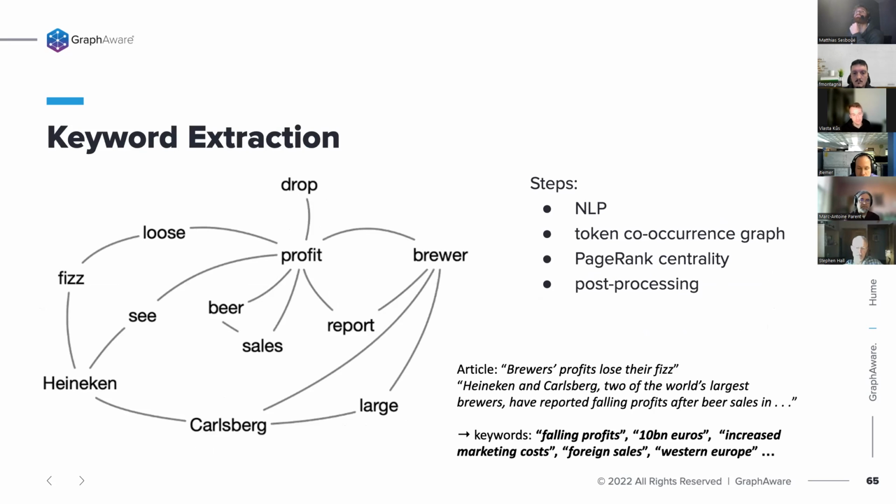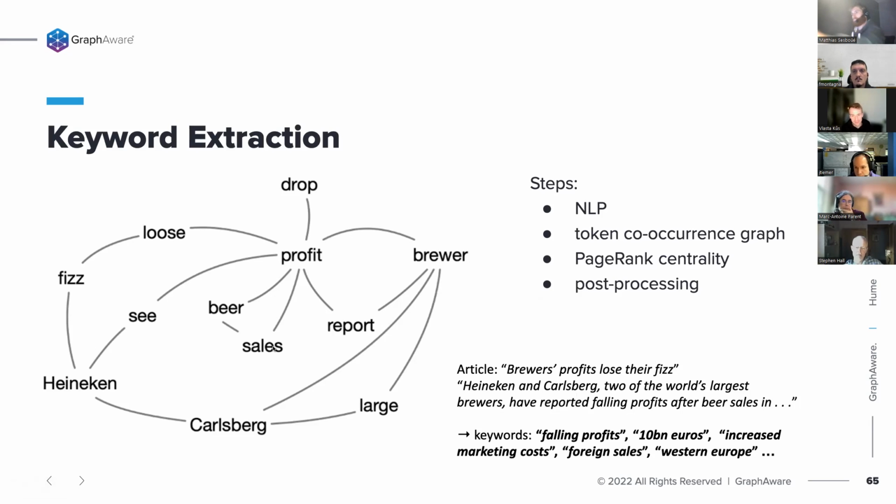For the keyword extraction, and back to the thought that NLP is a graph, this is one way how we can do it. This is based on the TextRank paper. You might know it. spaCy also has an implementation of TextRank since a few years ago. Basically, if we take as an example an article, brewers' profits lose their fizz, the article started like: Heineken and Carlsberg, two of the world's largest brewers, have reported falling profits, and so on. So you can turn the article into a graph of tokens. We see Heineken connected to Carlsberg, which is a large brewer. They reported profit drops in beer sales, etc.